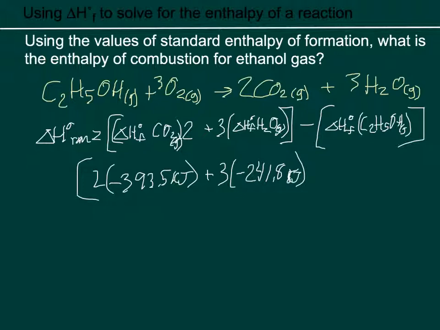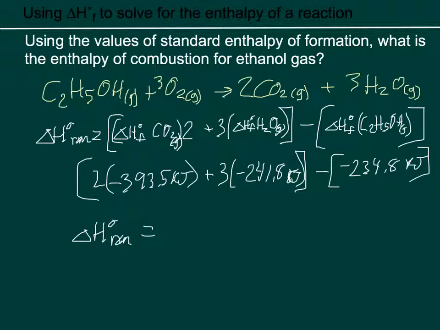Kilojoules, sorry. Close that off, minus the standard heat of formation of ethanol as a gas, which if we look it up is negative 234.8 kilojoules per mole. Alright, so we go through, do the math on this, and what you get is the delta H naught of the reaction. So the standard enthalpy of this combustion of ethanol reaction is negative 1,277.6 kilojoules per mole.